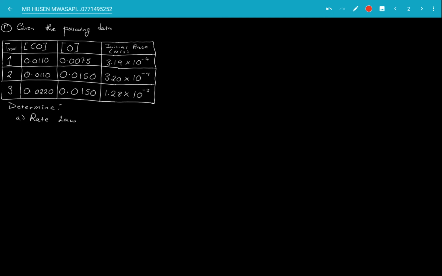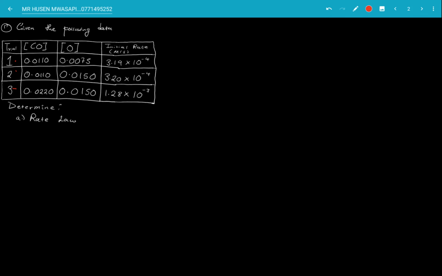So in the first question, we've been given the following data. We have three trials, which is trial 1, 2 and 3. We've been given the concentration of carbon monoxide and that of oxygen, as well as the initial rate in molarity per second. So with the data given to us, we can determine the following. A says the rate law.